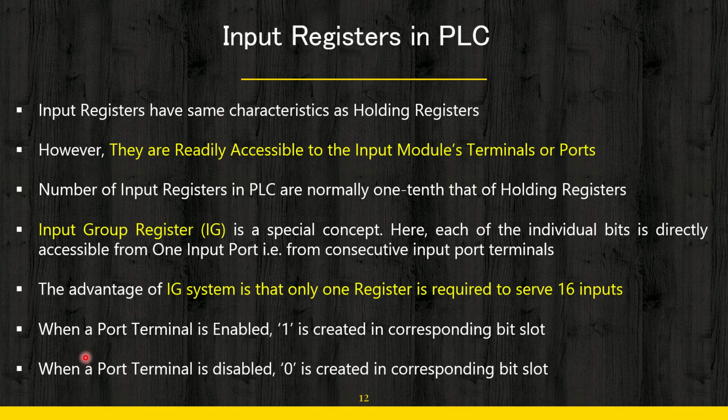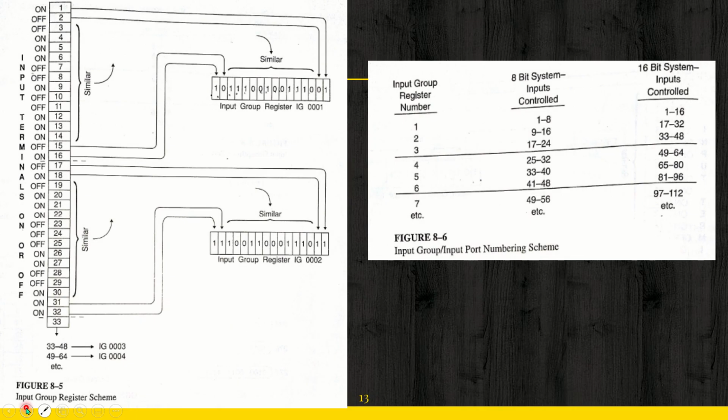Now you can see in this case, when a port terminal is enabled, 1 is created in the corresponding bit slot, and when a port terminal is disabled, 0 is created in the corresponding bit slot. So that is very clear. If 1 is here, you can see that correspondingly the contents of that bit is 1.